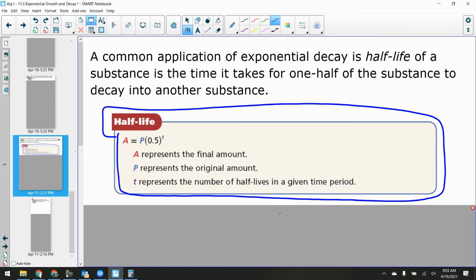They're changing up the letters, but essentially it's representing the exact same thing. So we've got half-life. A is equal to P, my starting value, times 0.5 raised to the T.